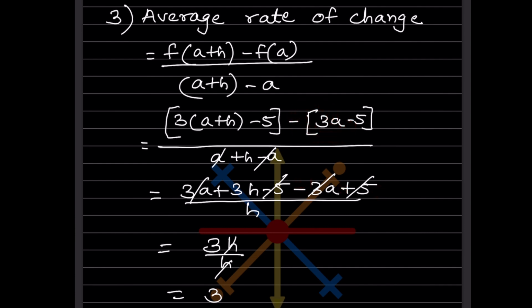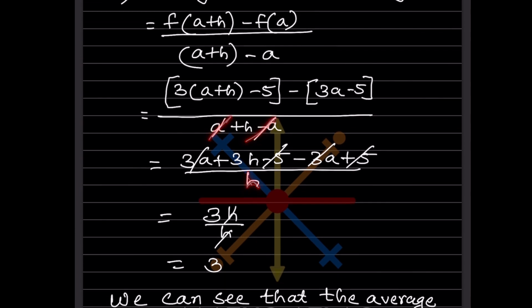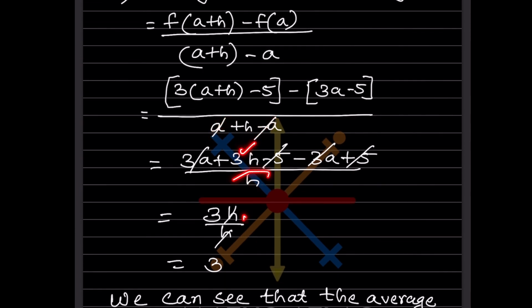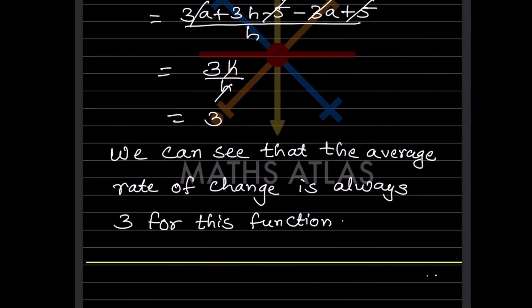So now what happens here? Plus 3a minus 3a gets cut. Minus 5 plus 5 gets cut. What remains here is 3h divided by this h. So this and this get cut, so this is going to be 3. So what we can see is that the average rate of change is always 3 for this function.